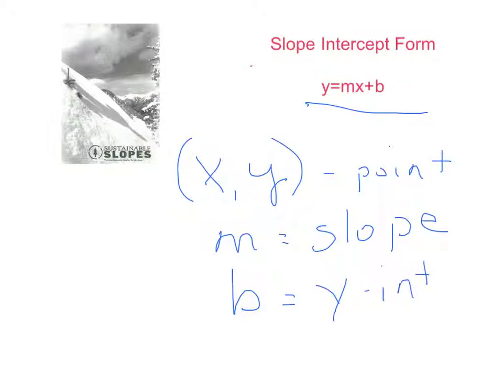So if you can get the equation of a line into slope-intercept form, you just need to use your slope and your intercept, and you can graph a line. So let's see what this looks like.